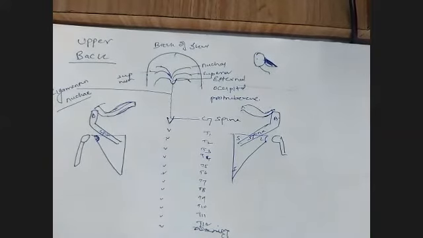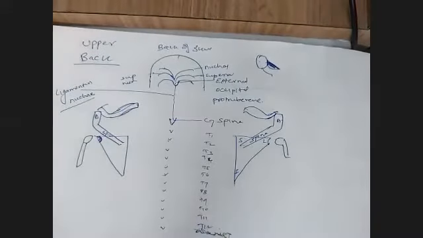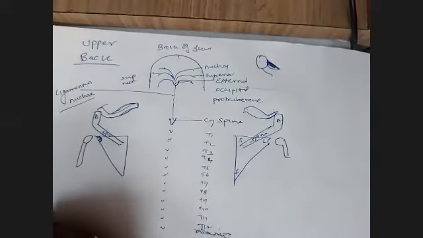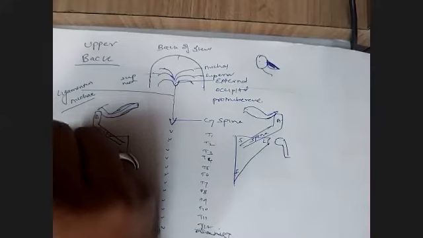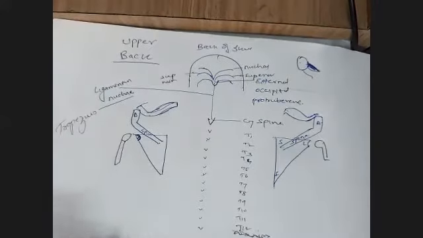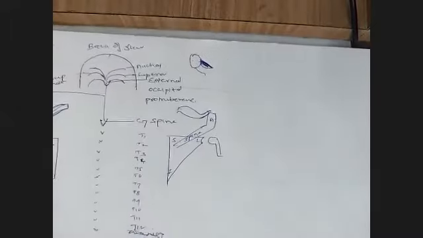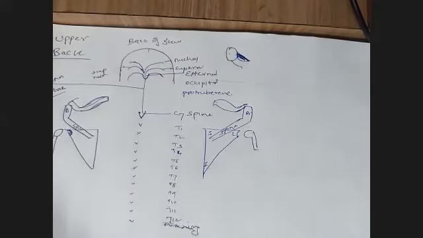With this background, we will study the first muscle which we come across in the back after we remove the skin. After removal of skin, we come across the first muscle, and the name of that muscle is trapezius. Why the name trapezius? Because the shape is trapezoid.